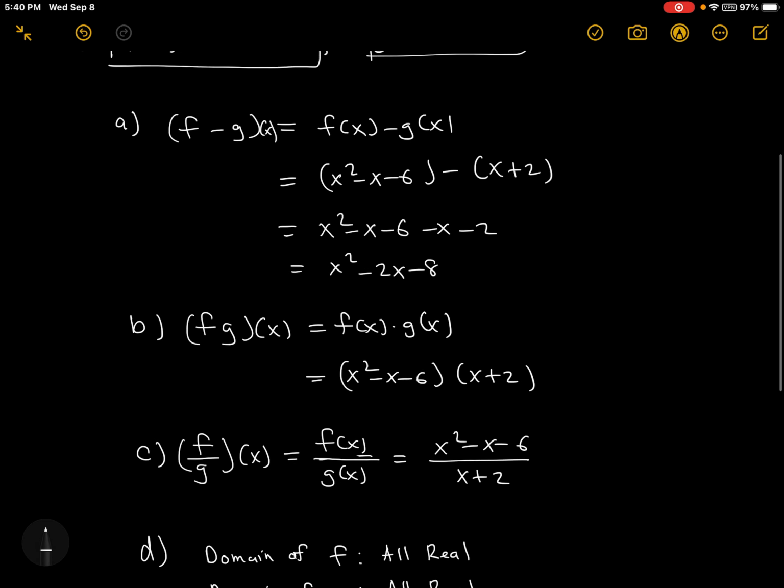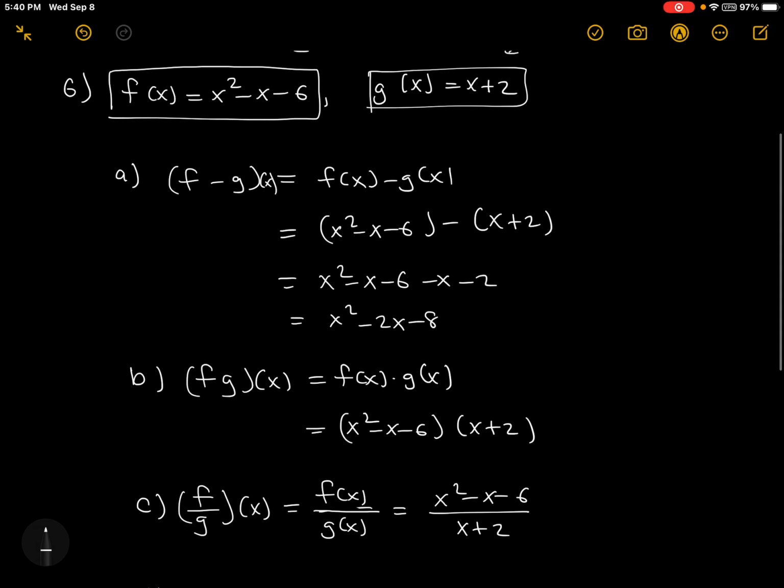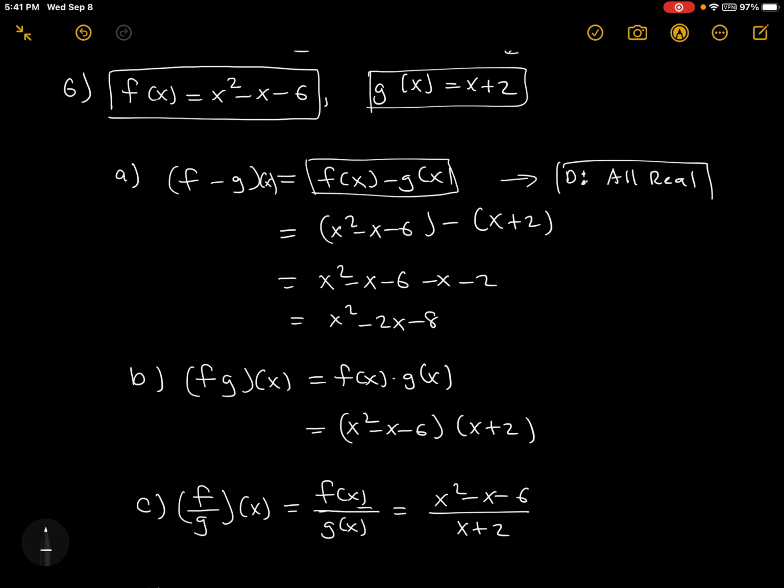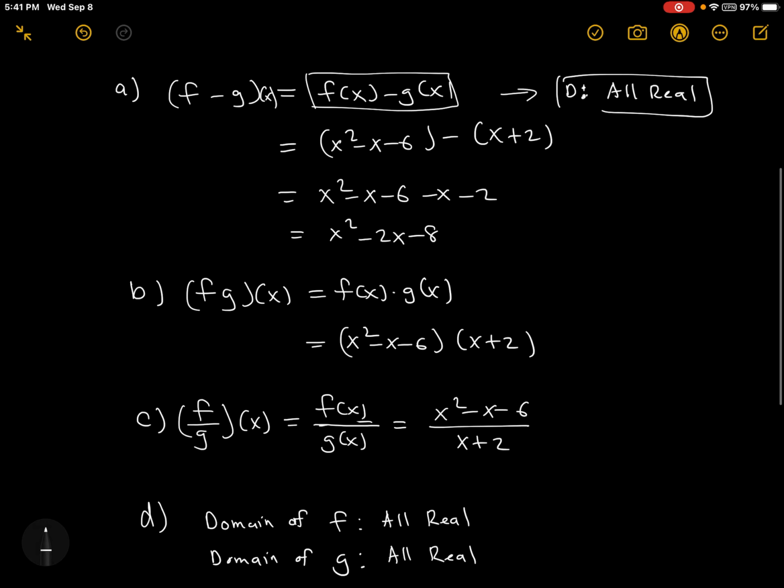Okay, so what is the domain of f of x minus g of x? The overlap of f and g, right? The domain of f and g for this operation, f of x minus g of x, the overlap of all real and all real is just all real. Okay? So that's the domain of f of x minus g of x. Same thing when you're doing the domain of f of x times g of x. The domain is found by finding the domain of f, finding the domain of g, which we already did, and they're both all real, so the overlap of all real is just all real.